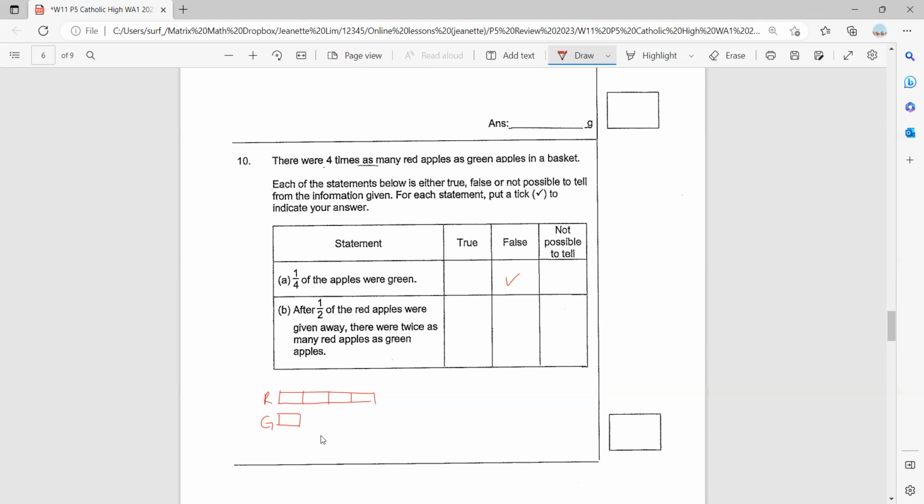Okay, part B, if after half of the red were given away, there were twice as many. I didn't go through an exam like this. Oh, I will have to take it and then waste a mark.